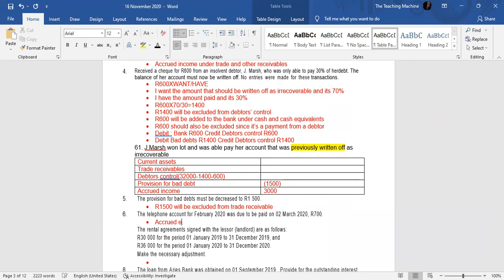Accrued expense under trade and other payables. So if an expense is outstanding, if an expense is due, it should be listed under trade and other payables. It should be classified as an accrued expense. Okay, more questions?